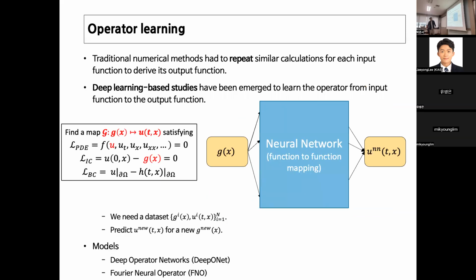But if we use a neural network, and we assume that we have a data set (g_i, u_i), then we can train the neural network from g_i to u_i. Once we use this data set to train the neural network, if we have a new initial condition g_new and want to find the u corresponding to this g, then we can just use the neural network for inference to find the u which corresponds to the initial condition g.